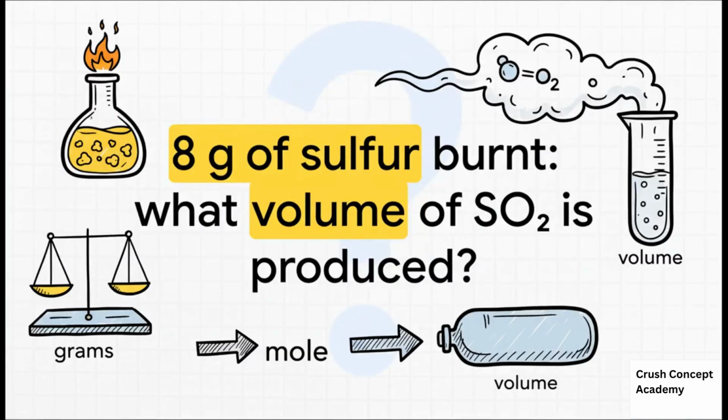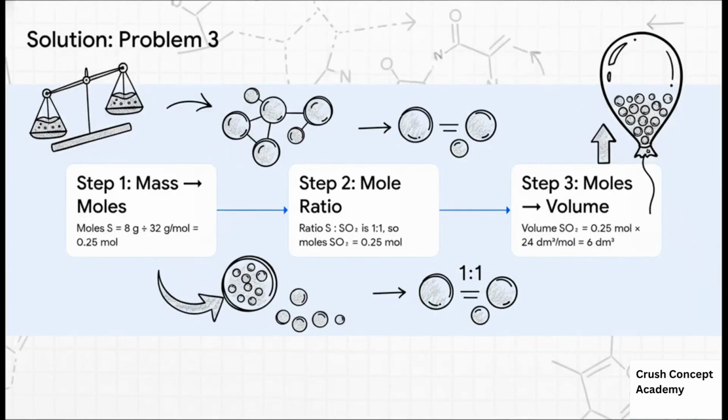Okay, time for a real exam-style question. This one has a little twist. Notice what they gave us. We're starting with mass, 8 grams of sulfur, not moles. This means it's going to be a multi-step problem. And what's always our first step when we have something that isn't moles? That's right, we need to find the moles first. Let's walk through this one together.